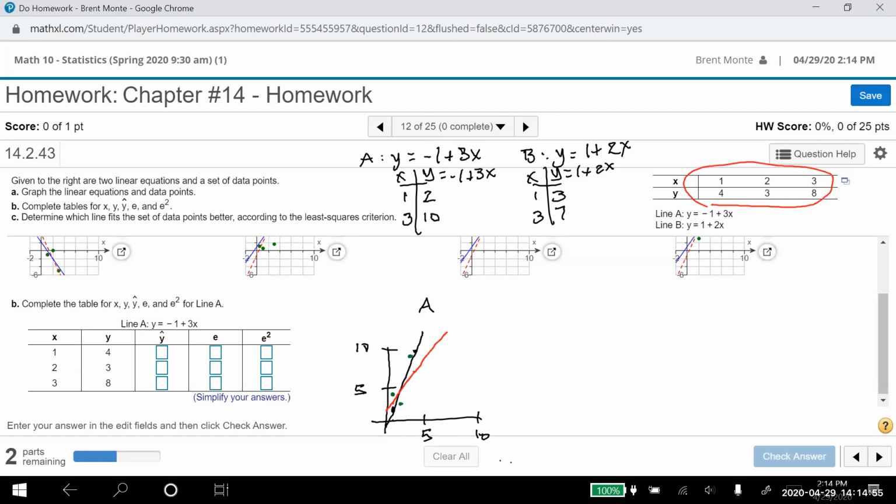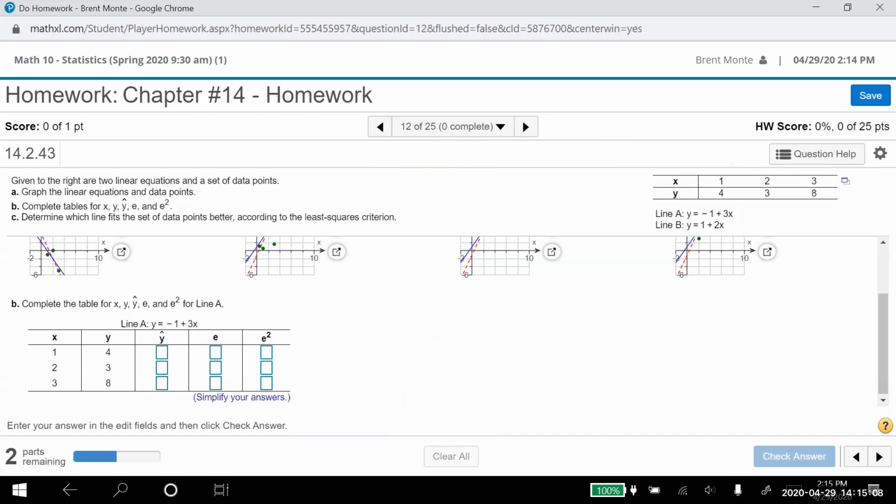So now what they're saying is, remember when I talked about the method of least squares and we pick the line that has the smallest squared errors? That's what this problem's all about. So they're trying to find this for us. So let's clear those drawings.